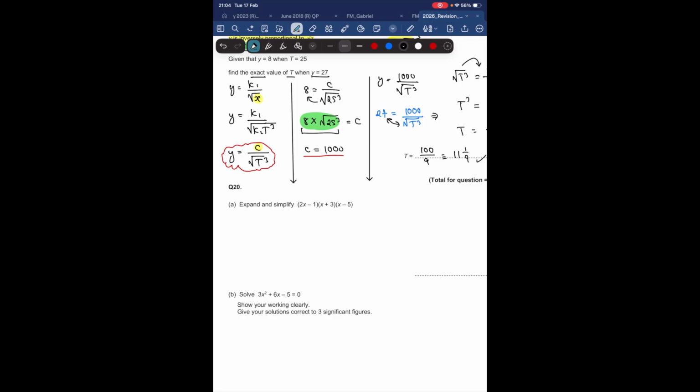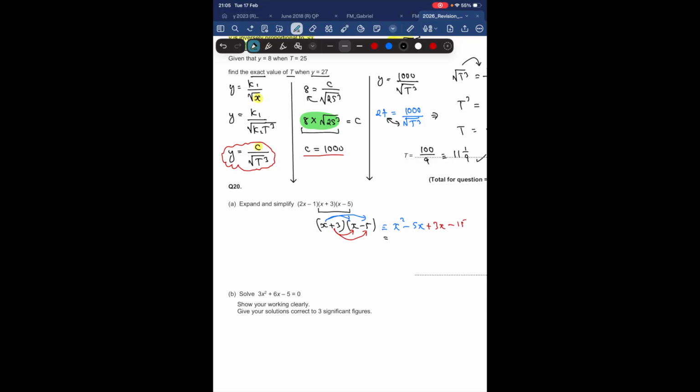This is a classic example of a triple bracket. We have 2x minus 1 times x plus 3 times x minus 5. The general way of doing these, always start by multiplying the last two brackets. And we multiply them out like a normal double bracket. So we'll have x plus 3 times x minus 5. If I multiply this out, I'm going to have x times x, which gives me x squared. x times minus 5, which is going to give me minus 5x. And then 3 times x will be plus 3x. 3 times minus 5 will give me minus 15.